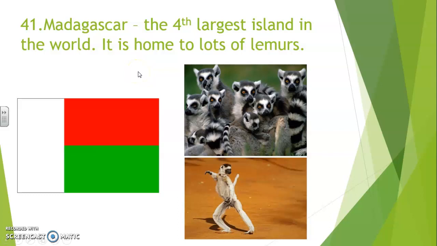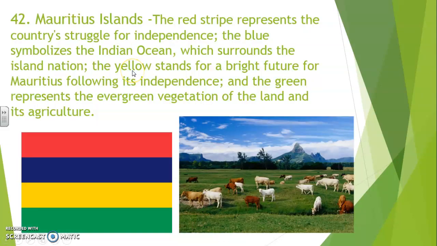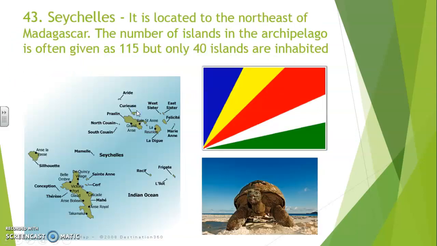41, most of you have heard of that island country. You probably knew this when you labeled them. Madagascar, the lemurs. Very famous, and most of you recognize this lemur on the bottom. 42, Mauritius, another island country in the Indian Ocean. Yellow standing for the bright future that they think coming forward, and the green vegetation that you see over here, the livestock are on. 43, a hard one.